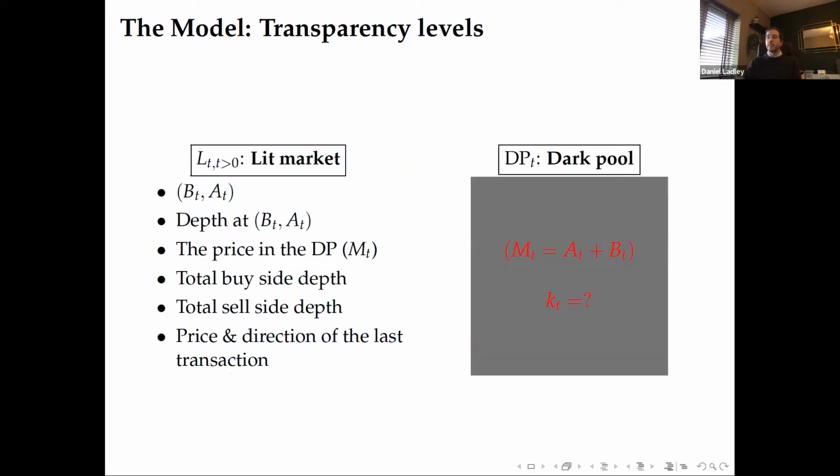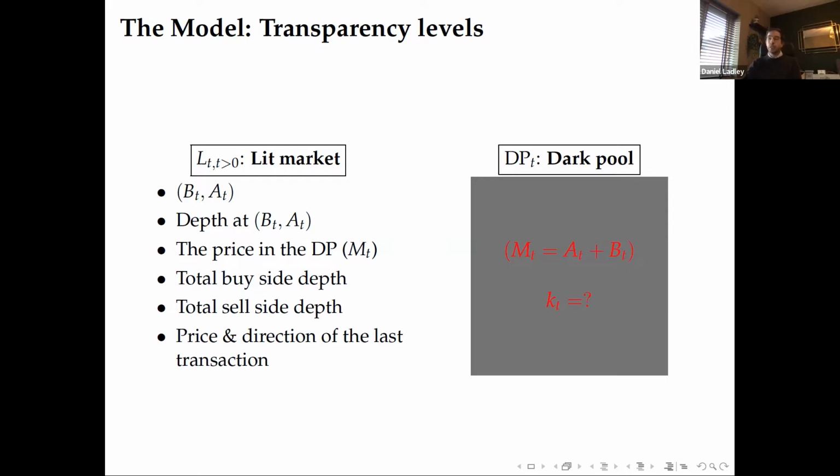I'd just like to give you an idea of the different information sets available to traders. In the lit market, the trader can see the best bid, the best ask, and the depths at those prices. They can deduce the price in the dark pool because it's the mid price of the bid and the ask. They can see the total quantity available at the buy side, the total quantity available at the sell side, and they've got details of previous prices and transactions. In the dark pool, all they know is the price. They don't know, for instance, whether the execution would be instantaneous or whether they'll be entering a queue. So there's a very different set of information.